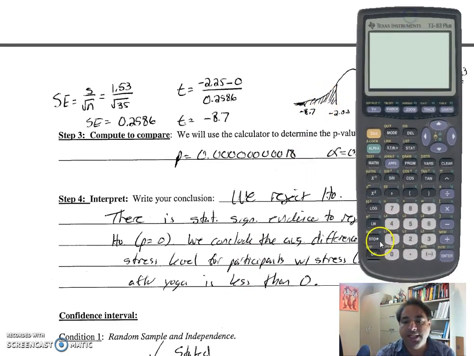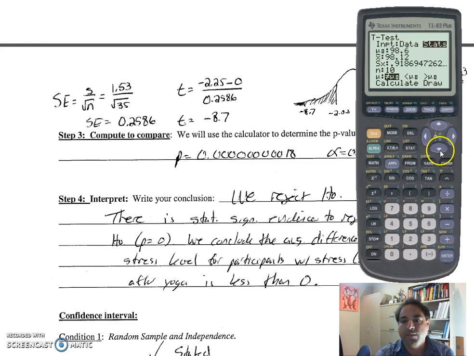Again, we're still doing a t-test. So we go to stat, t-test. In this case, we have the stats. Mu is 0. X bar is negative 2.25. Our standard deviation is 1.53. Our sample size is 35. We're doing less than. We can go to calculator draw.